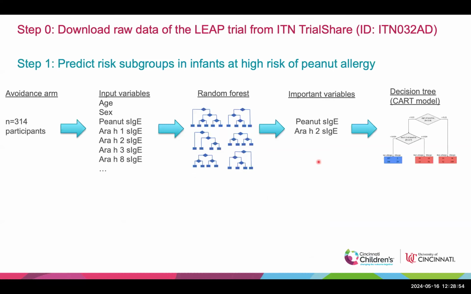So now we had our risk subgroups. Again, each terminal node we considered one risk subgroup.